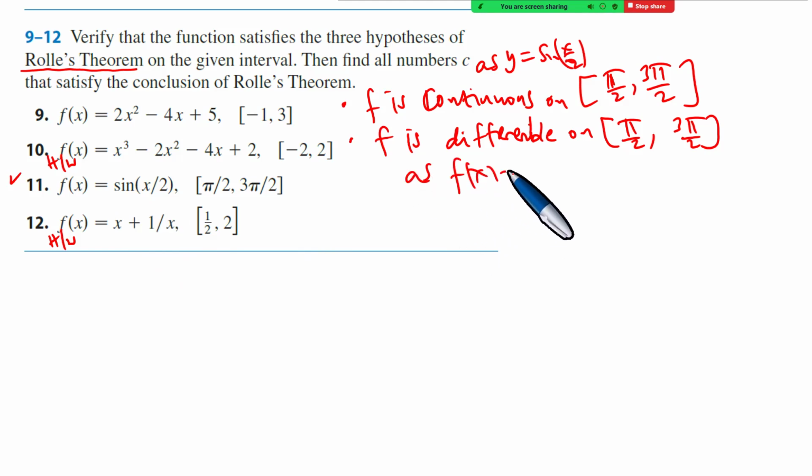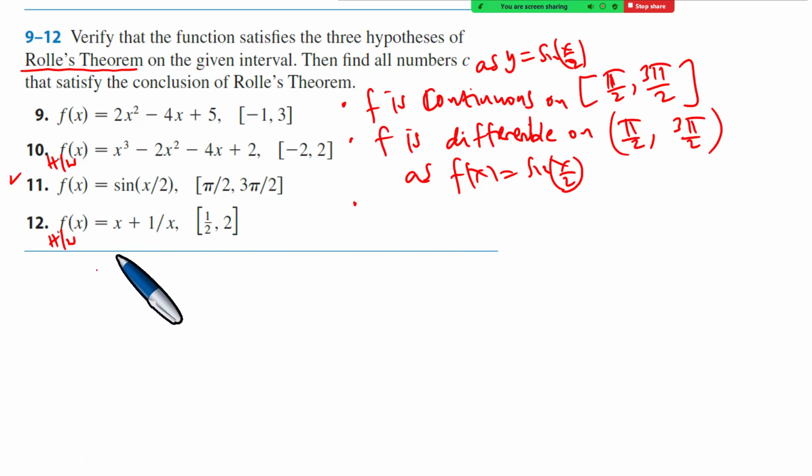f of x equals the sine of x over 2. This one is differentiable because if you find the derivative of sine, it's cosine. The derivative of cosine is minus sine, etc. So it's differentiable on the open interval. Take a look at that one. It must be open for differentiability. Okay, we're good. What is the third condition?